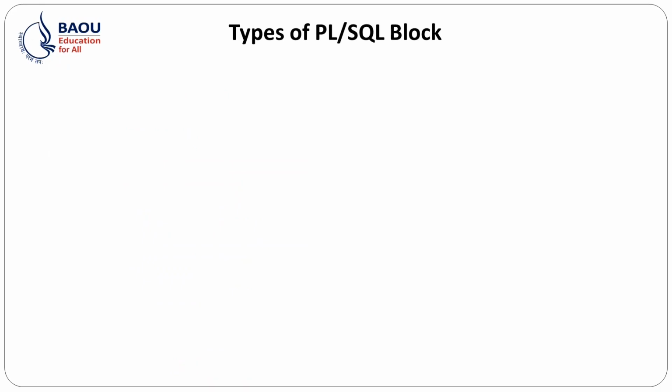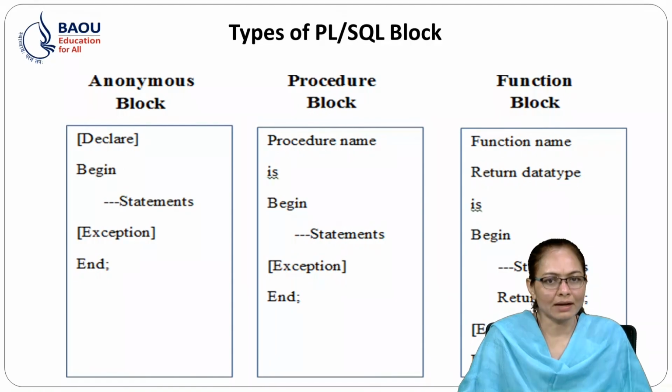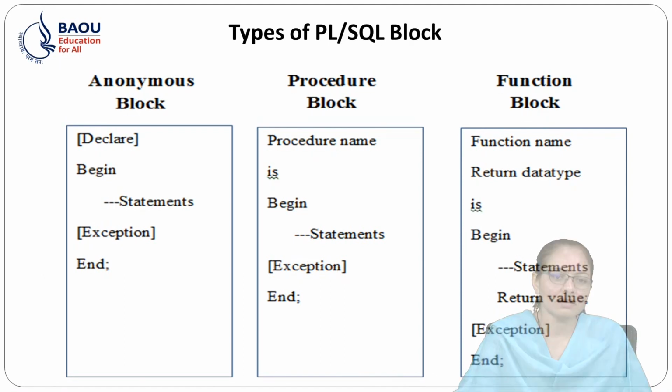Now, types of the PLSQL block. There are 3 PLSQL block types, as shown in the figure. PLSQL is a block structure language. The unnamed blocks are called anonymous blocks, and the named blocks are called procedure or function blocks, that is, subprograms.